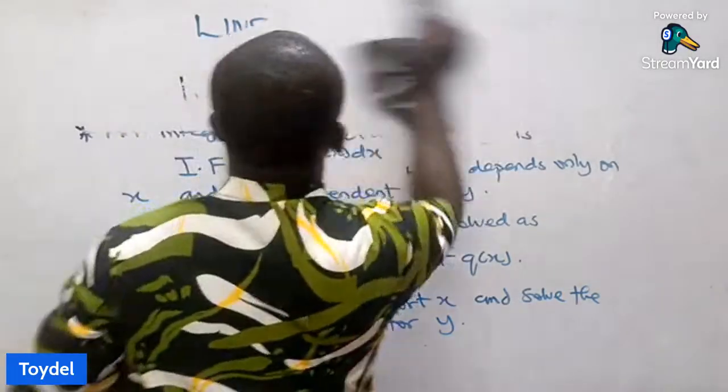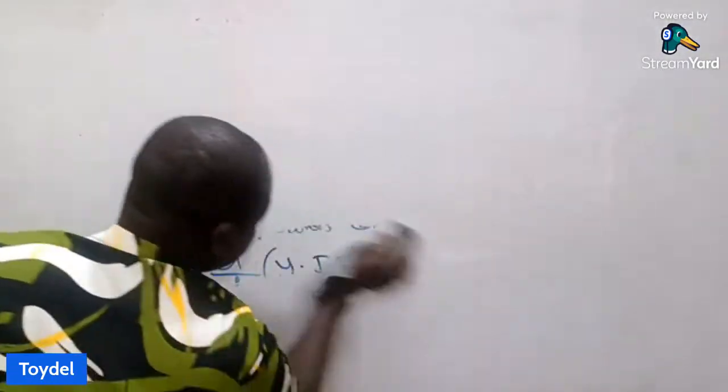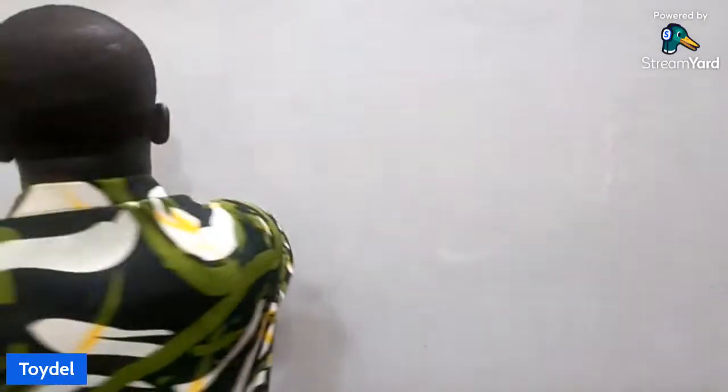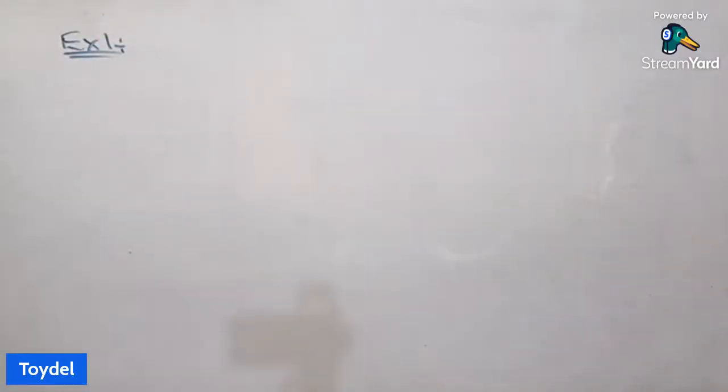I'm going to give two examples. Let's consider two examples so that we're able to understand the whole process. So I'll start with example 1. Let's start with the first example. And what is that example? We have to solve the differential equation.